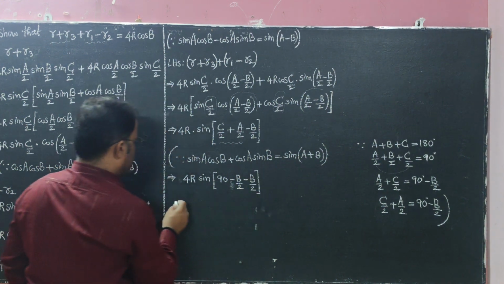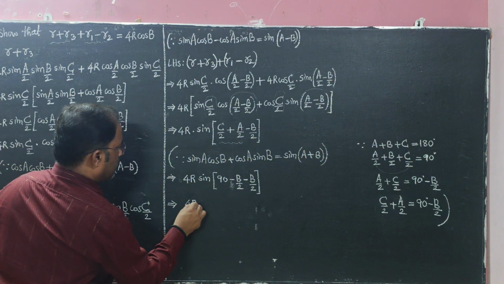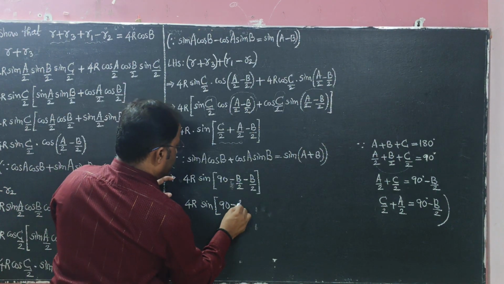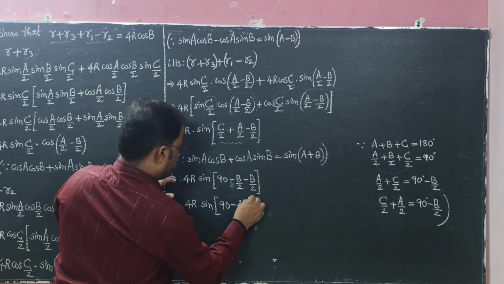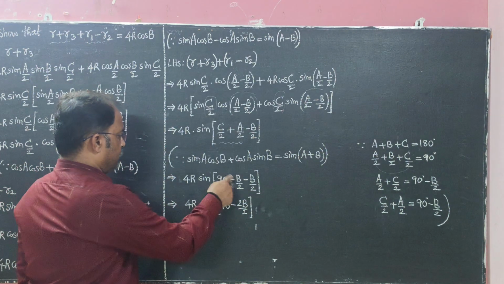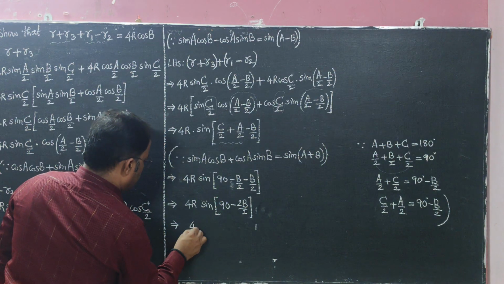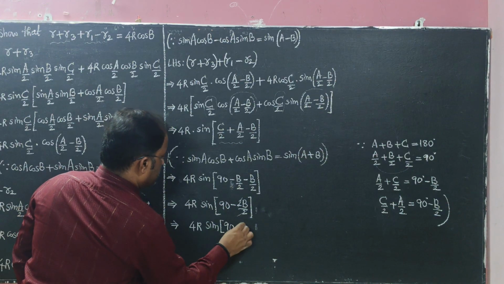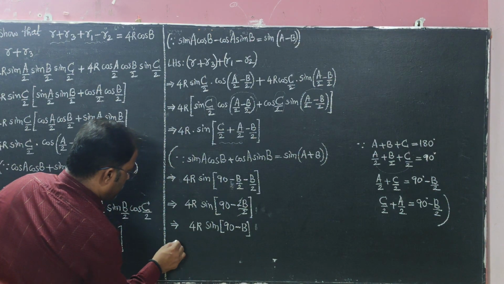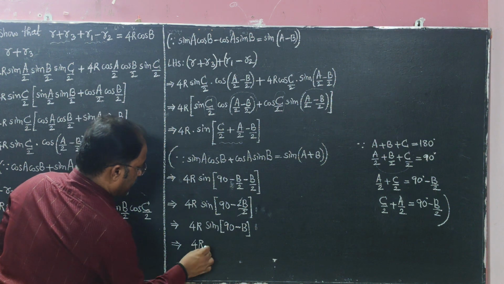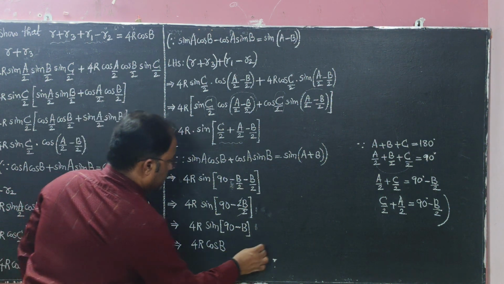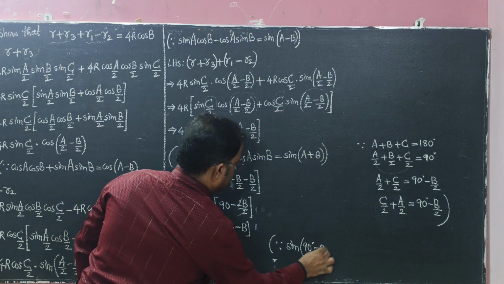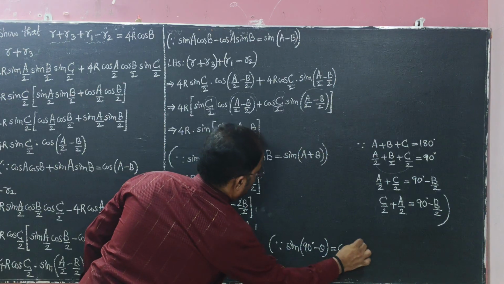Clear? Right. That implies 4r sin of 90 minus b by 2 minus 2b by 2, that is, minus b by 2 minus b by 2, minus 2b by 2. So 4r sin of 90 minus b, with the 2s cancelling. So we have the formula: 4r as it is, and sin of 90 minus theta equals cos theta.